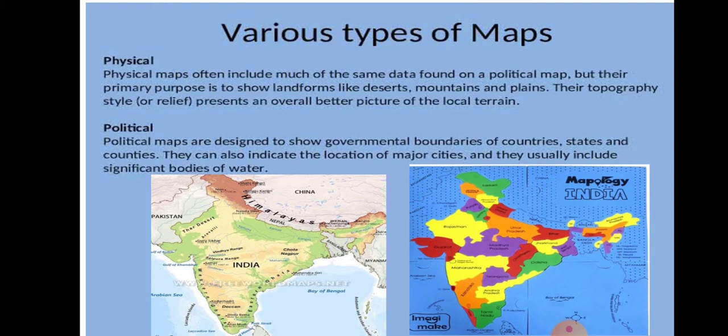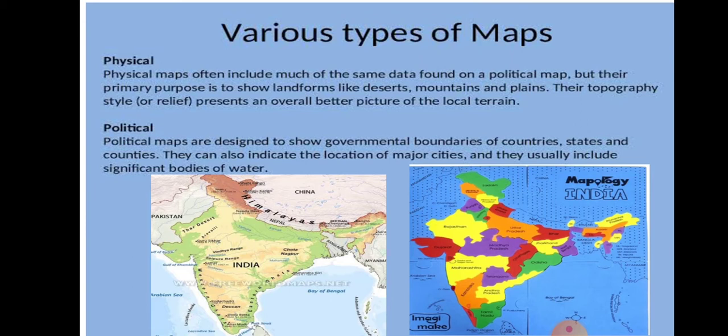Physical maps often include much of the same data found on a political map, but their primary purpose is to show the landforms like deserts, mountains and plains. So a physical map will explain about the deserts, mountains, plains, seas, valleys, forest areas, even mines also we can explain by using the physical map. Their topography style presents an overall better picture of the local terrain. So local terrain is a landform, either mountain or hill or plain or plateau. We call it terrain, meaning the nature of the landform.